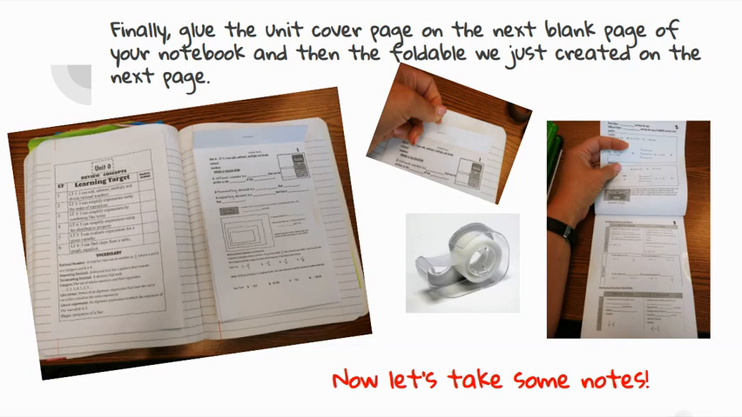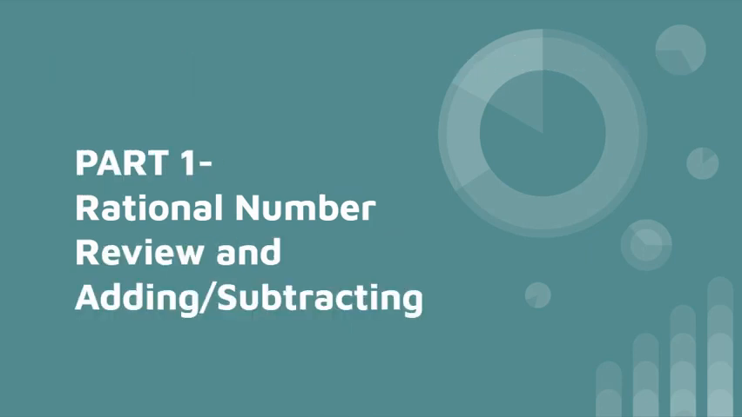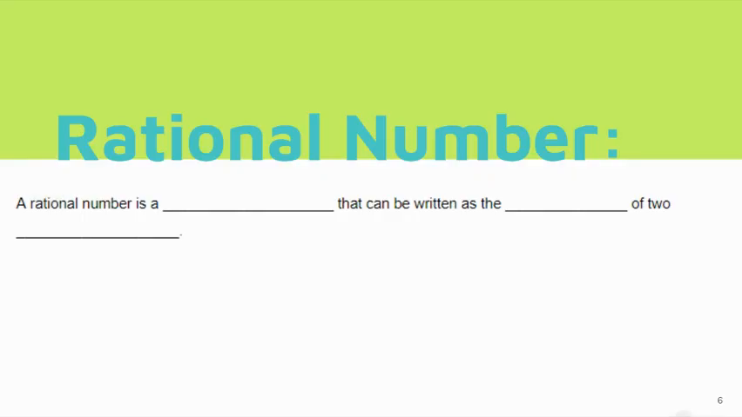So you can check off where you are as we progress through these. Okay, so we're starting with operations with rational numbers, and for rational numbers we're going to review first adding and subtracting. In your notes, you're going to fill in: a rational number is a number that can be written as the ratio of 2 integers. When I say ratio, I mean a fraction, like 1/2 or 5/2, of integers.